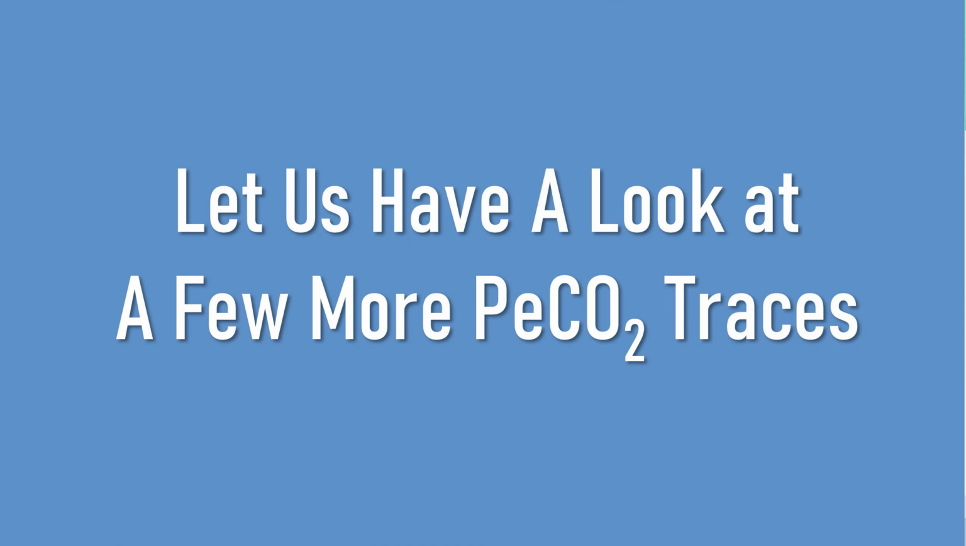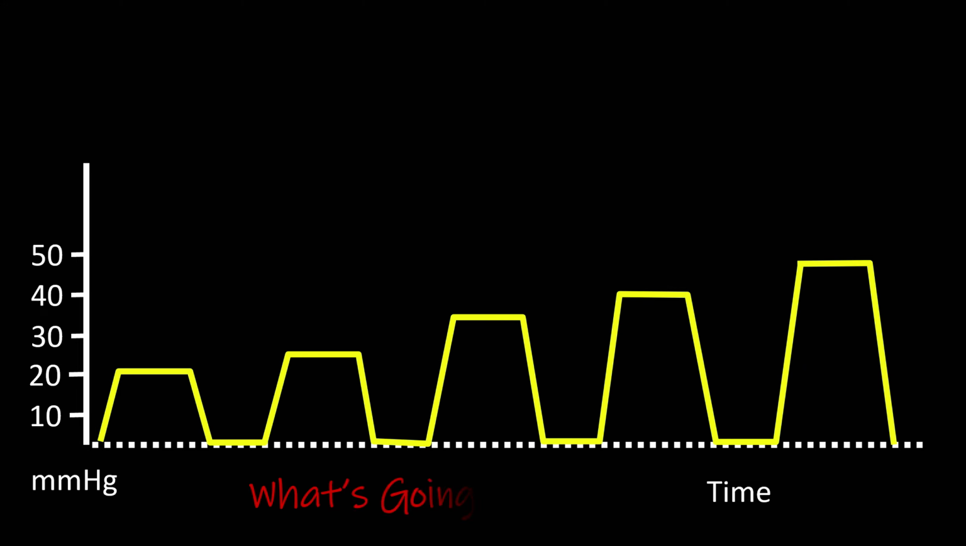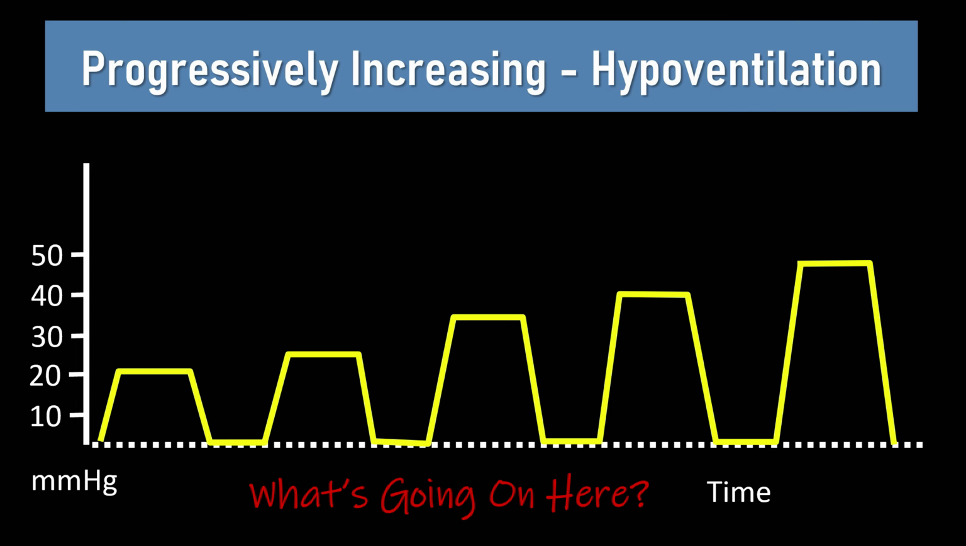Let's look at a few more traces that we may see more commonly in anesthesiology or in intensive care. And here we have our plot, and we're going to see yellow lines of end-tidal CO2 trace. So here is the end-tidal CO2 trace on this particular patient. Well, what's going on here? What you're seeing in this particular picture is a progressive increase in the end-tidal CO2. You notice it starts at about 20 millimeters of mercury and then starts working its way up until it's 50. And this is what you characteristically see in a hypoventilating patient.